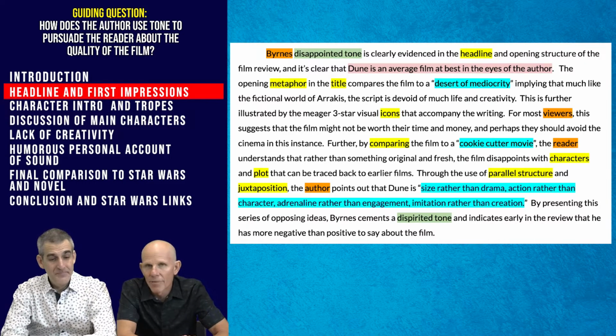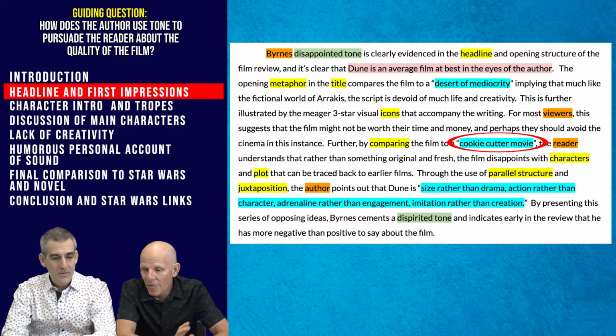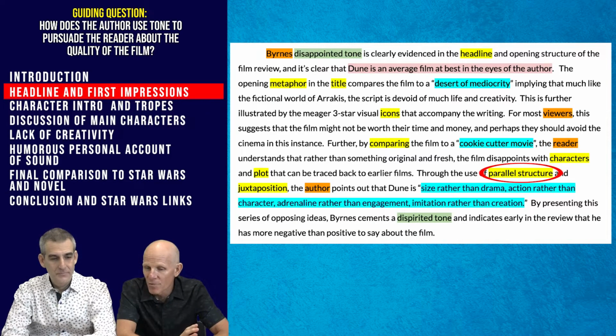Yeah, that's great. And again, they've quoted some good nuggets like desert and mediocrity. I really like that phrase. And I like cookie cutter movie. These would be ones that I would... And then again, we've got that parallel structure. We've got that size rather than drama, etc. And I think that's really, really clever.